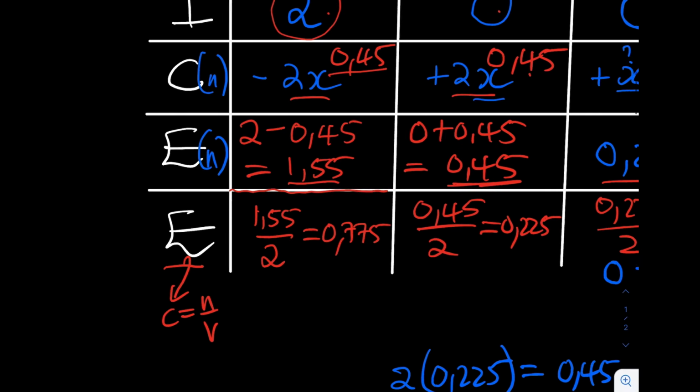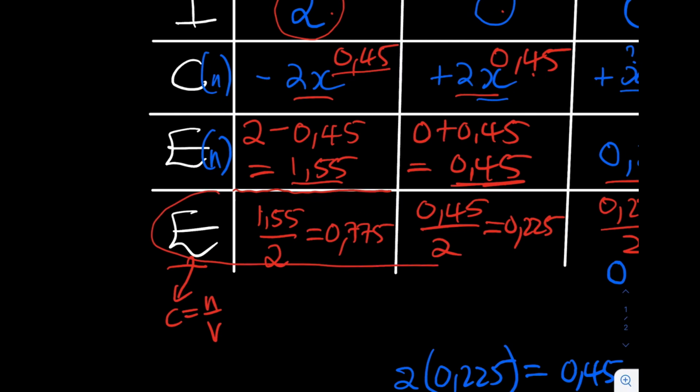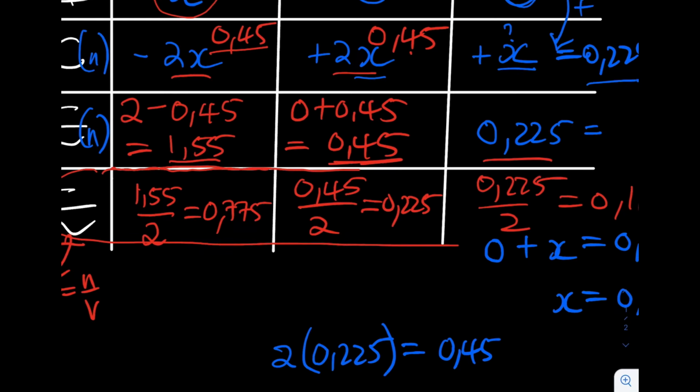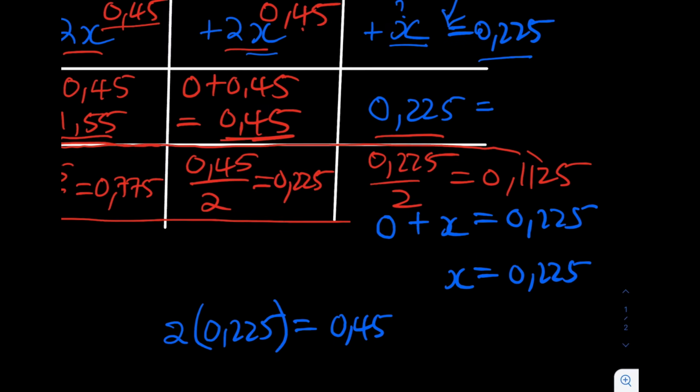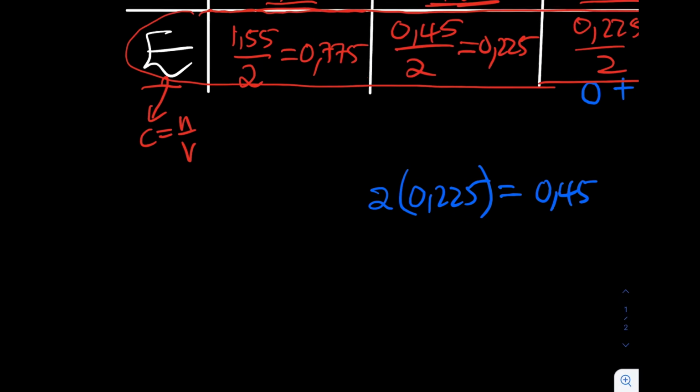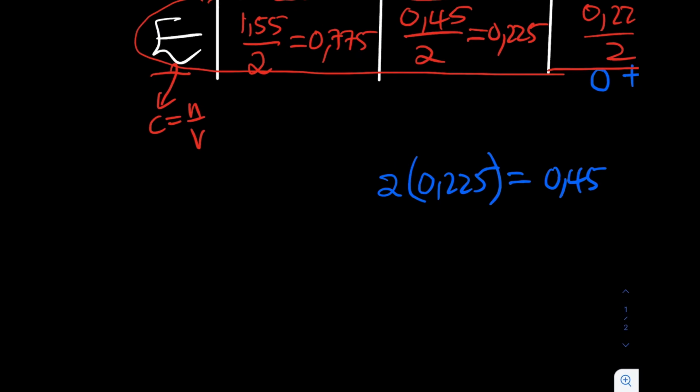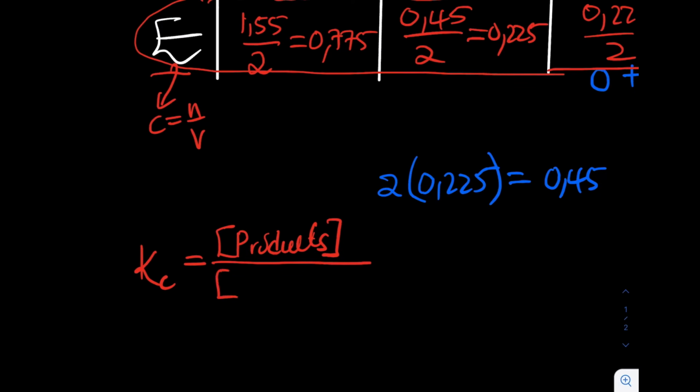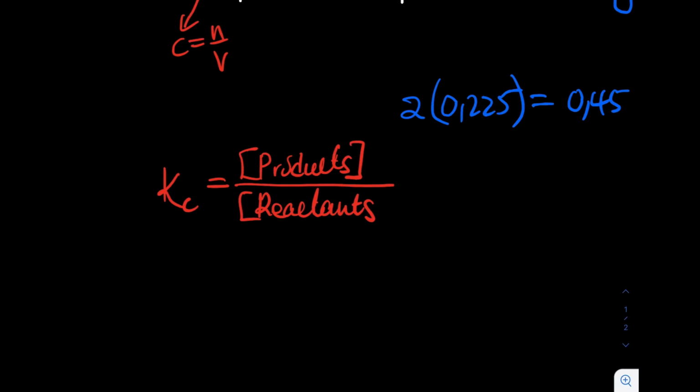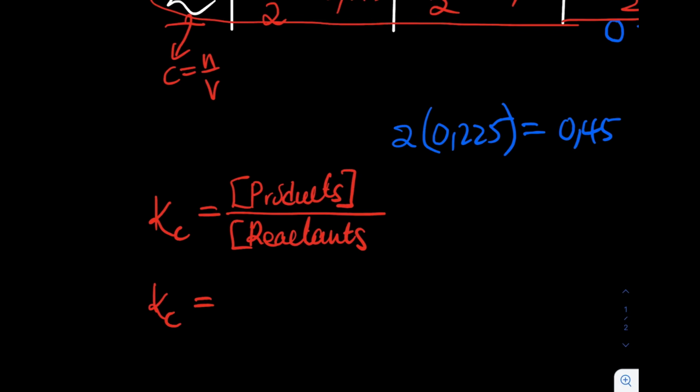Right, now this is the concentration at equilibrium. We're using this concentration at equilibrium in order to calculate Kc. Now let's calculate the Kc. Our Kc value we calculate by saying Kc is equal to the concentration of products divided by the concentration of reactants, right? That's the standard. Now let's do our case.